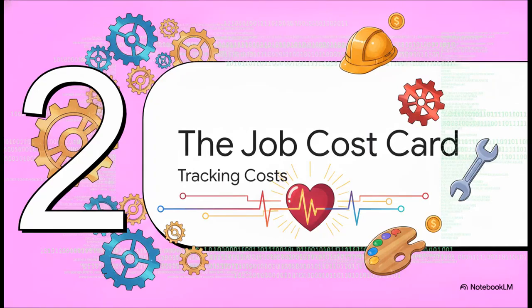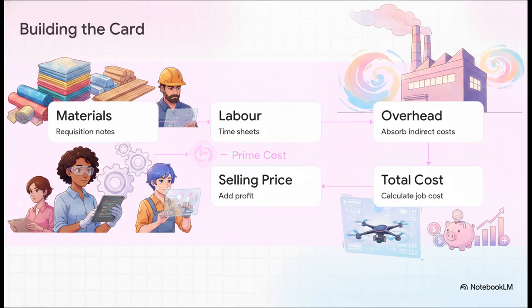Moving right along to Section 2, the job cost card. So how do we actually track these unique costs? Well, it's all about the job cost card. This document accumulates every single cost charged to a specific job, built line by line. We start by adding up our direct materials, direct labor, and any direct expenses to get our prime cost. Next, we absorb production overheads to find our production cost, and then add selling, distribution, and admin overheads to reach the total cost. Finally, we tack on our desired profit to figure out the selling price.